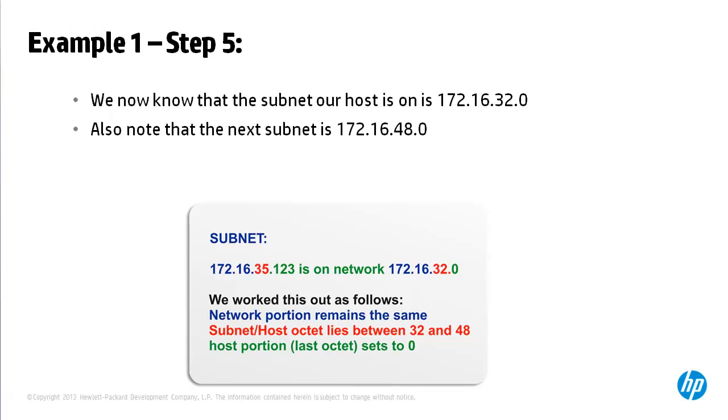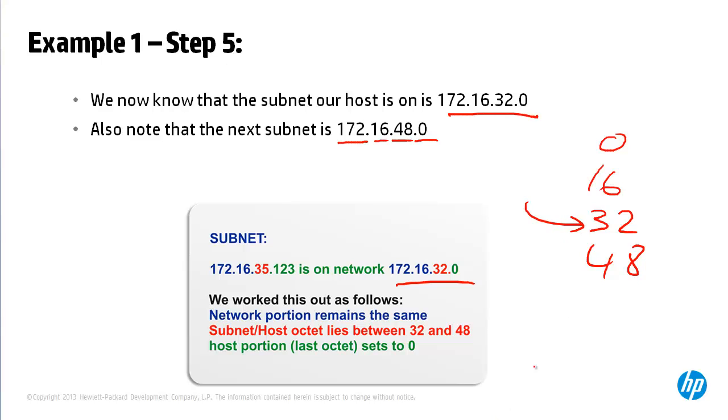So, in summary, we know that our host is on subnet 172.16.32.0. That's what we've just worked out. We also know that the next subnet is 172.16.48.0. Remember, we're going in multiples in this example of 16. So our host is on this subnet. The next subnet is 48.